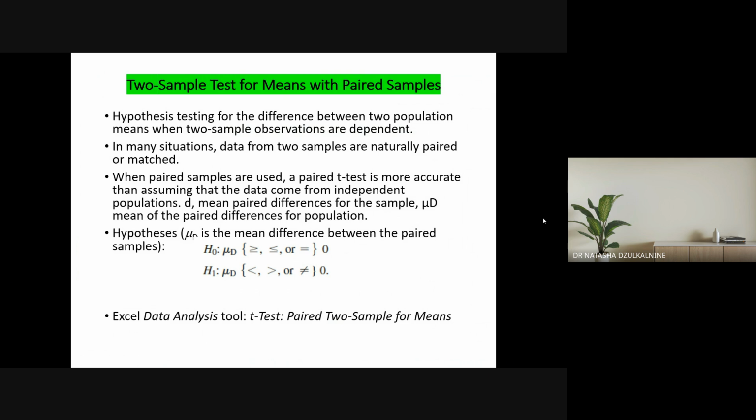So for the hypothesis, we will compare to the zero value. The mu D is the mean difference between the paired samples. For the Excel data analysis tool, we will use the t-test paired two sample for means from the Data Analysis in Excel.